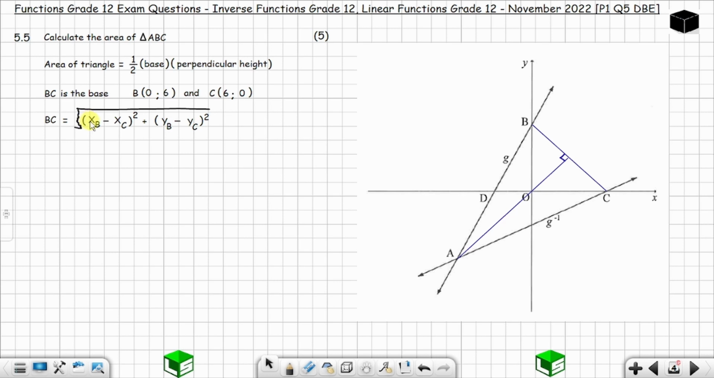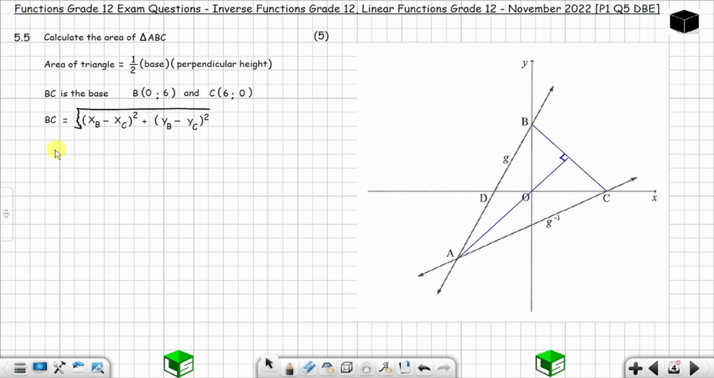You have the x coordinate of B minus the x coordinate of C in brackets squared, plus the y-coordinate of B minus the y-coordinate of C in brackets squared. So this is the distance formula. You can use it to get this length, which is the base.